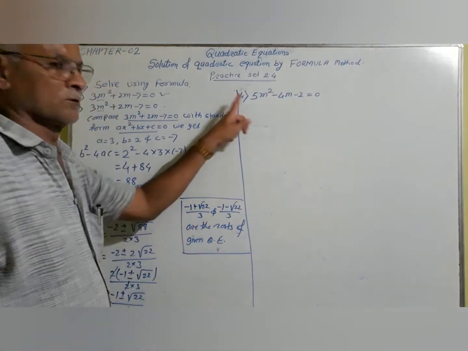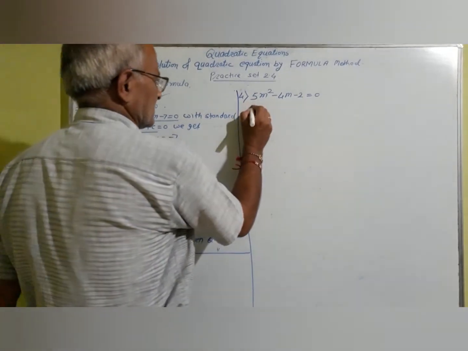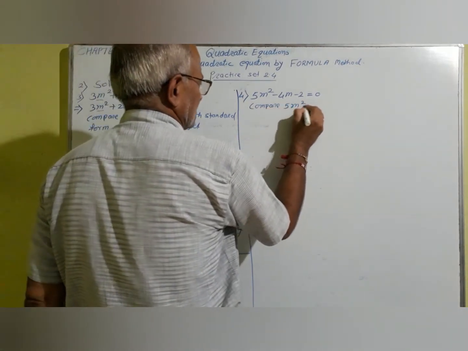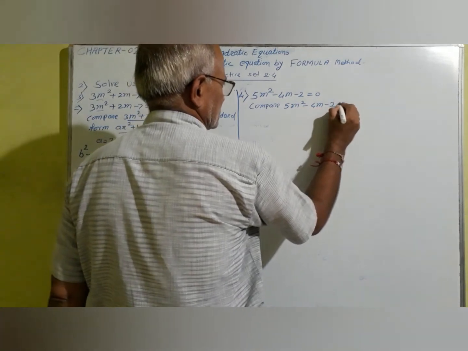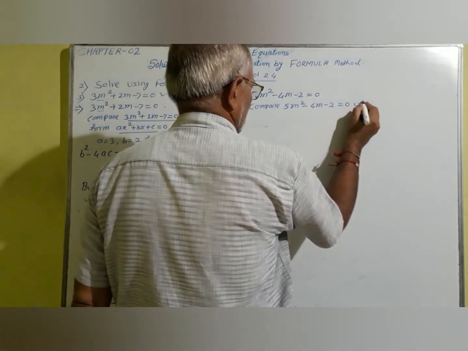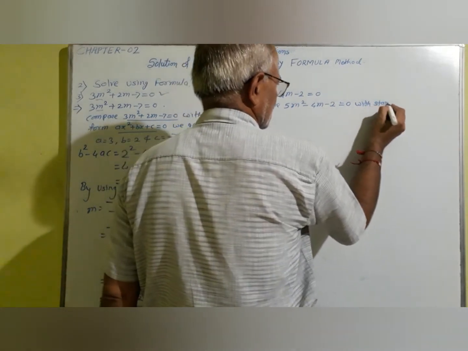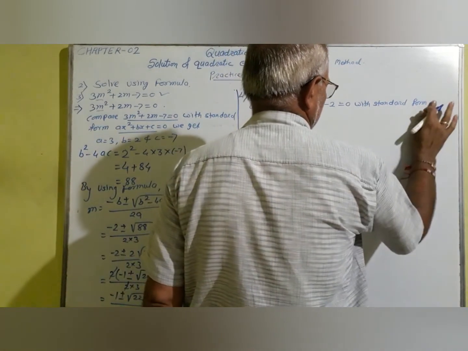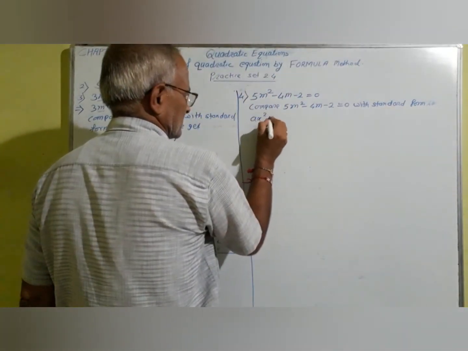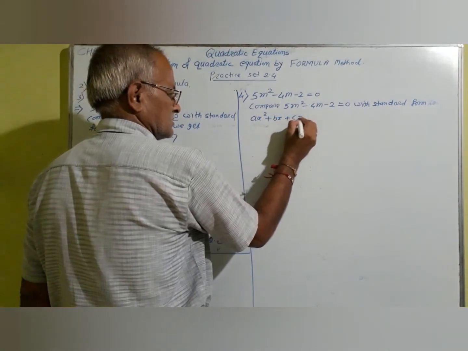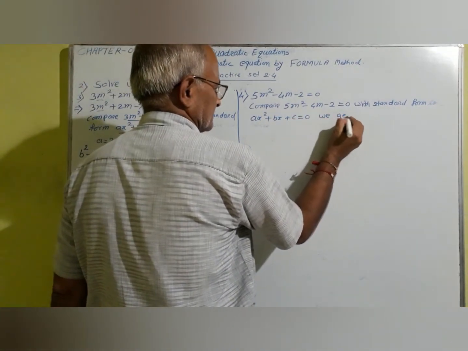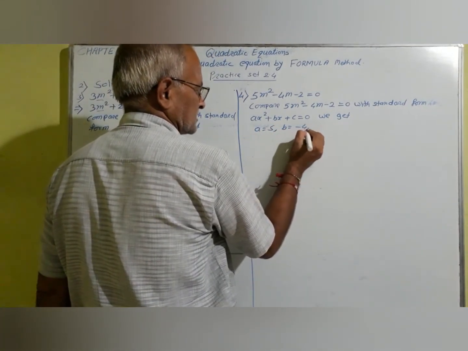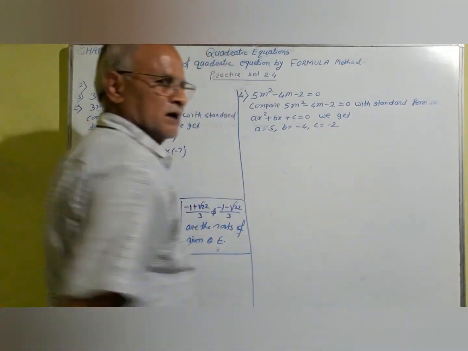Now we see the fourth example. We have to compare this equation. Compare 5m square minus 4m minus 2 is equal to 0 with the standard form ax square plus bx plus c is equal to 0. We get a is equal to 5, b is equal to minus 4, c is equal to minus 2.